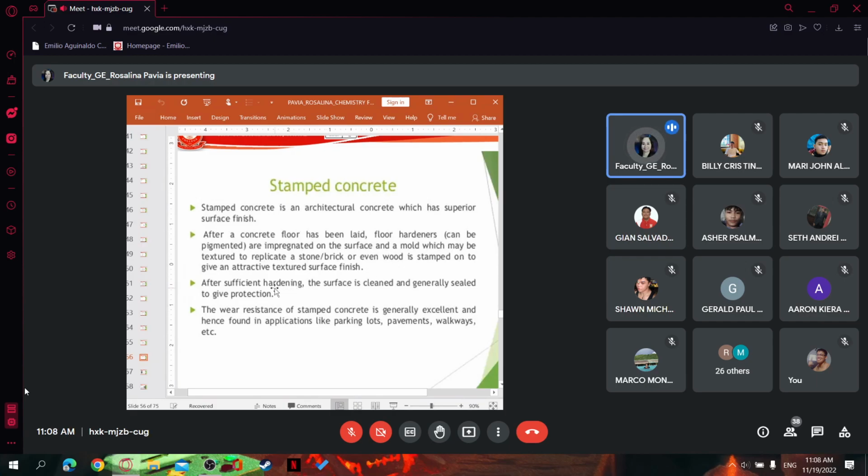After sufficient hardening, the surface is cleaned and generally sealed to give protection. The wear resistance of stamped concrete is generally excellent and hence found in applications like parking lots, pavements, walkways, and others. So take note, stamped concrete. It is done with a superior surface finish.